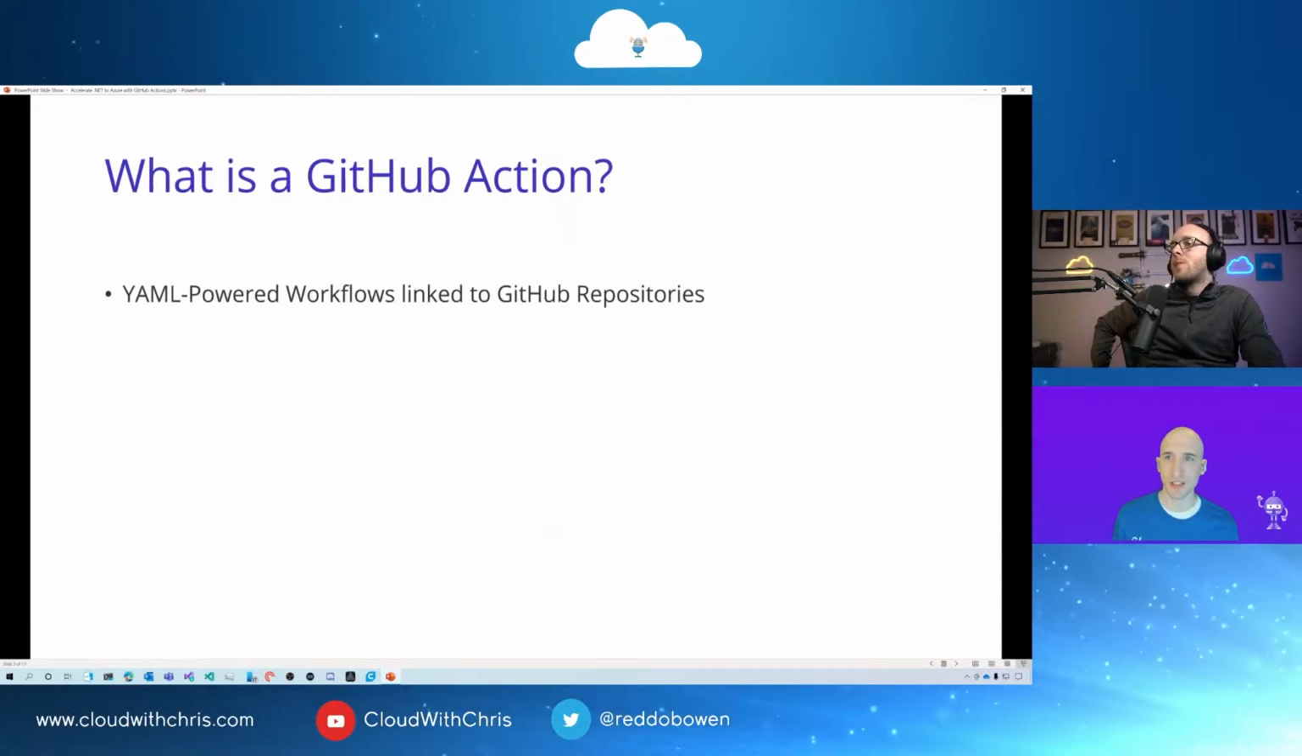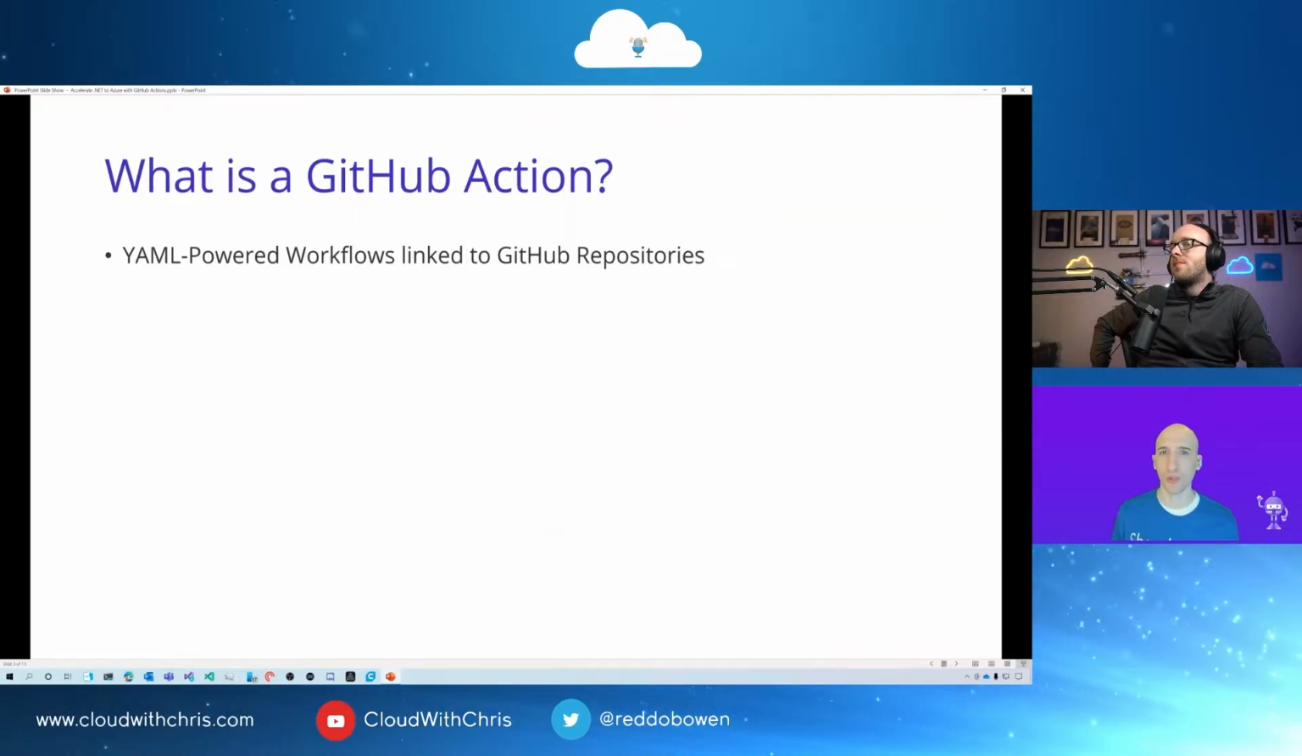So GitHub Actions are a YAML-powered workflow linked to GitHub repositories. So what exactly does that mean? Think of it like this. I have a code base, and I want to run particular actions or workflows on that particular code base. I have the ability to do all sorts of different things. However, I want to be able to store that configuration in that code base, because as we all know, GitHub repositories is where the world develops, right?